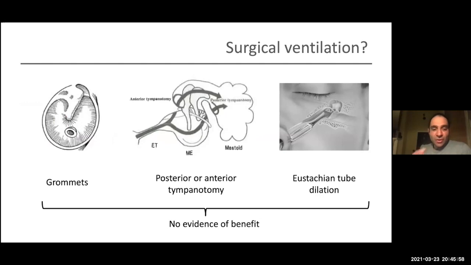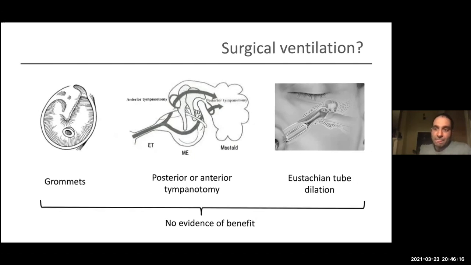So there's all these other ideas, or could you also add grommets? Could you do posterior tympanotomies, anterior tympanotomies, the space anterior to the malleus to get more air in? Could you do eustachian tube dilation to get more air in? Actually, we have no evidence that that's going to affect long-term outcomes from mastoid surgery.